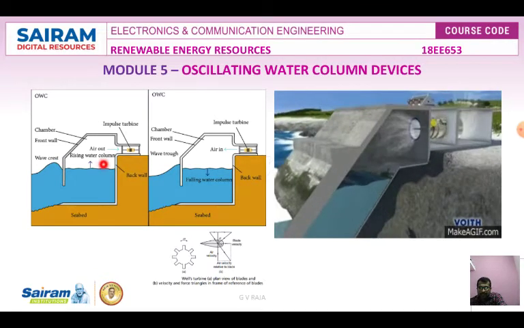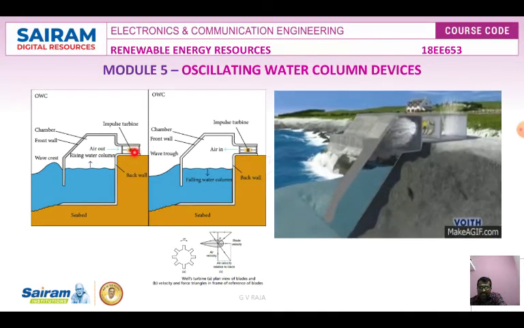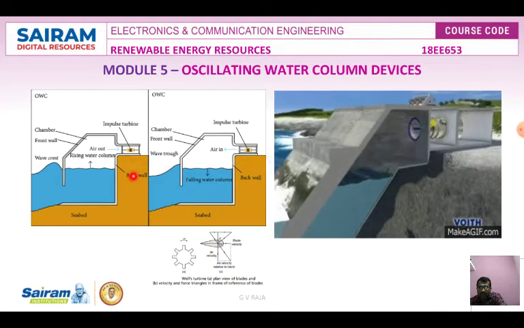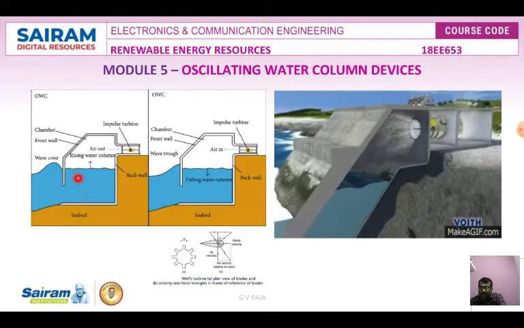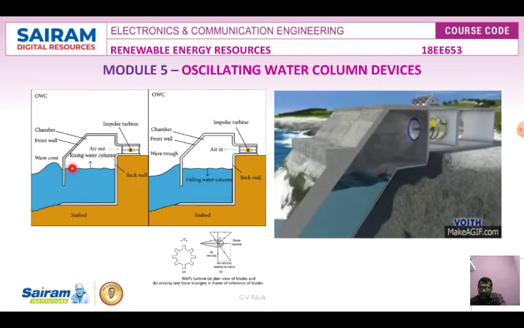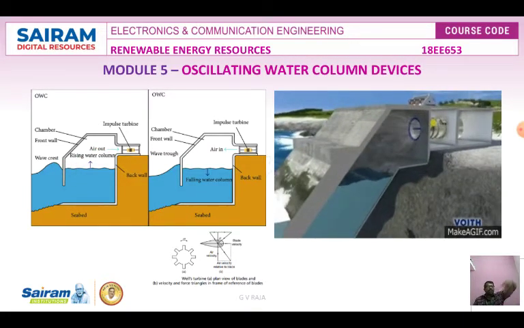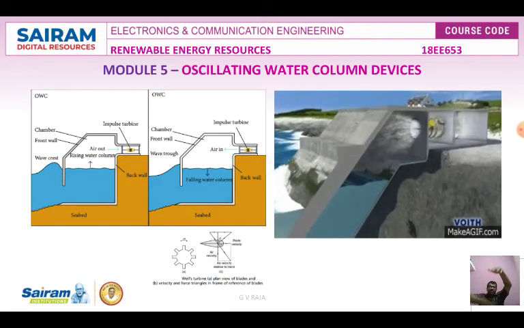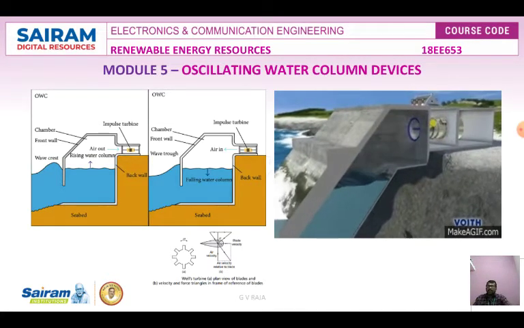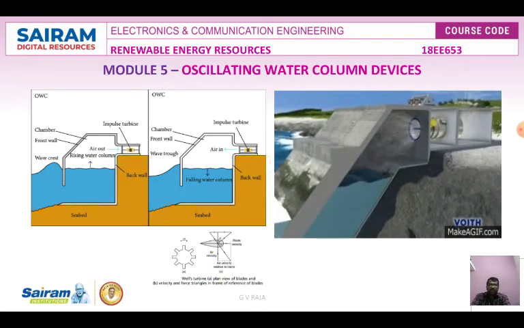See here, the rising water column, air out, and there is a turbine which is connected and a valve, and the sieve is nothing but the basement, and here is the wave crest. There is a pendulum, that is the device that will be used. Whenever the water comes, the device will move like this, allowing the water to come inside. So that is the structure of the oscillating water column devices.